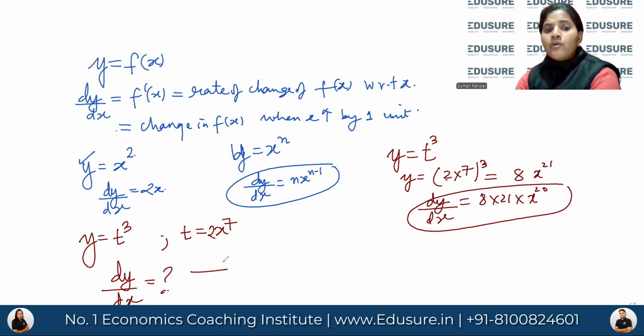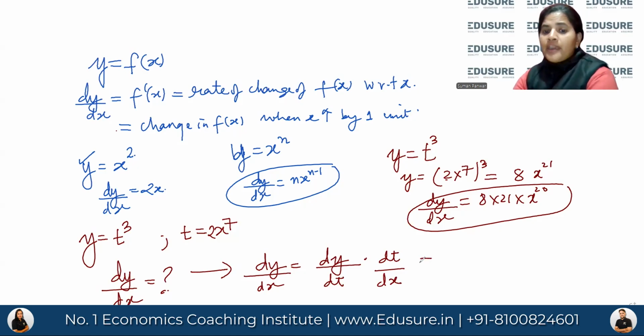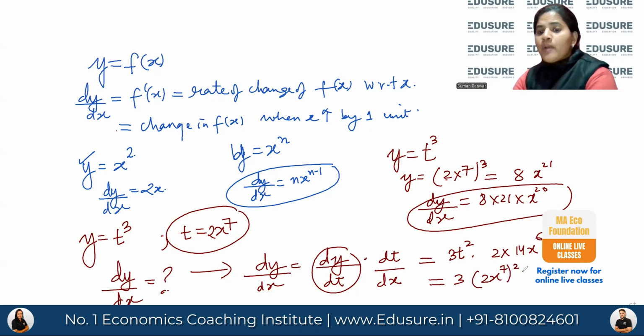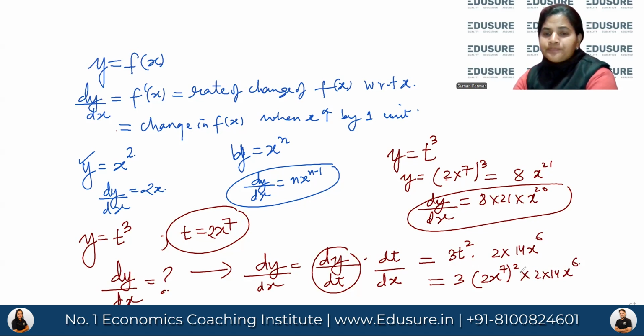So look at how we do this. I first find the rate of change of y with respect to t, and then I find the rate of change of t with respect to x. So let us look at dy by dt. This is 3t square. And what is dt by dx? That is 2 into 7x power 6. So 3 times t square, that is (2x power 7) square, into 2 into 7x power 6.